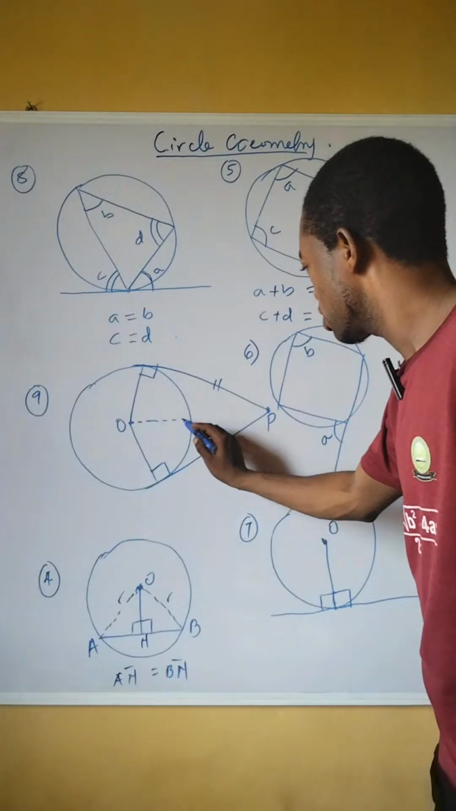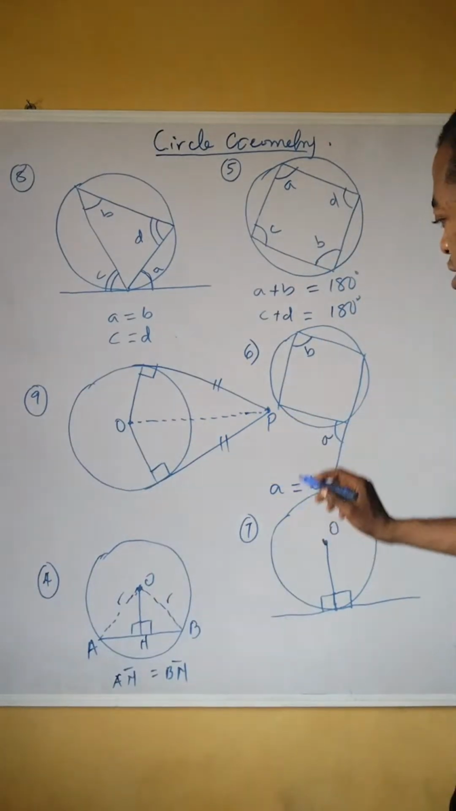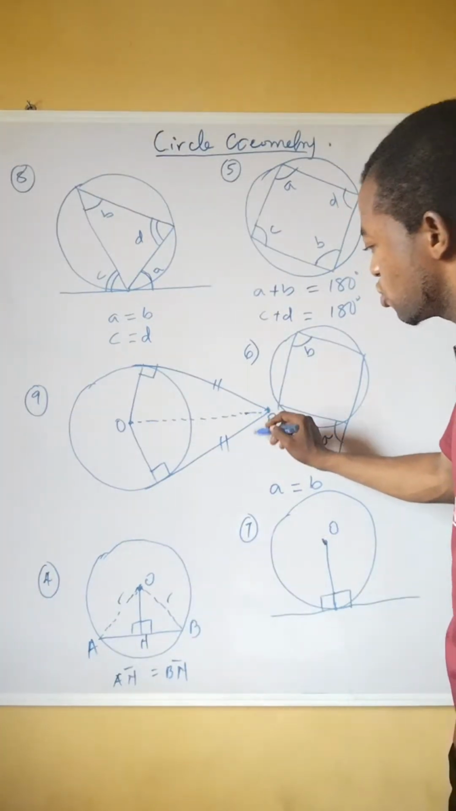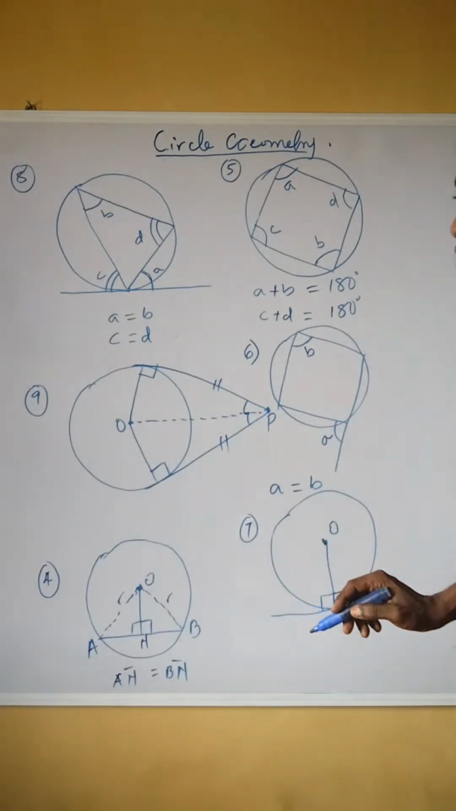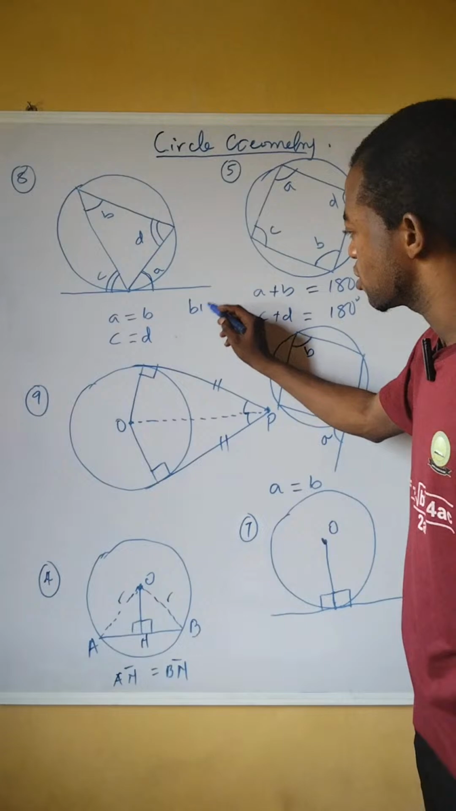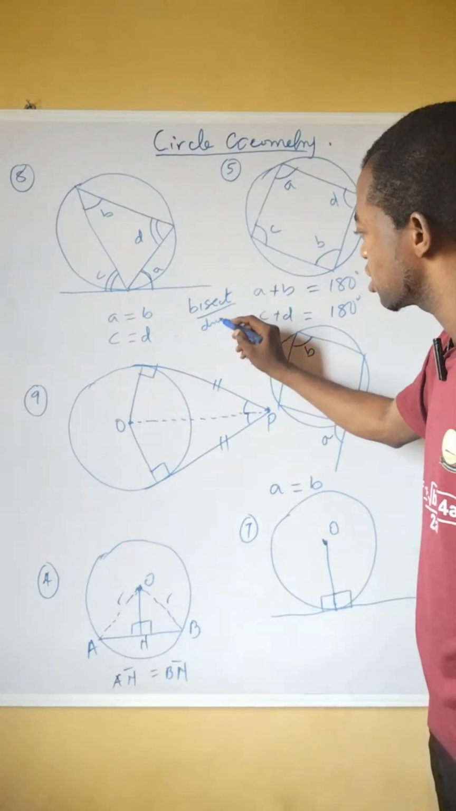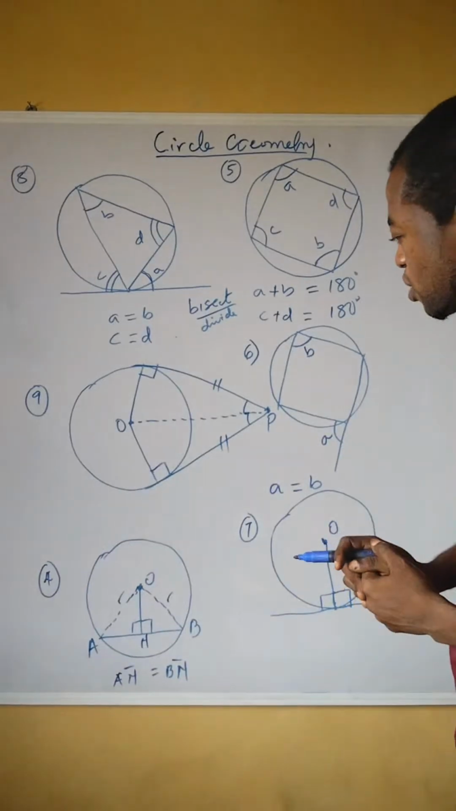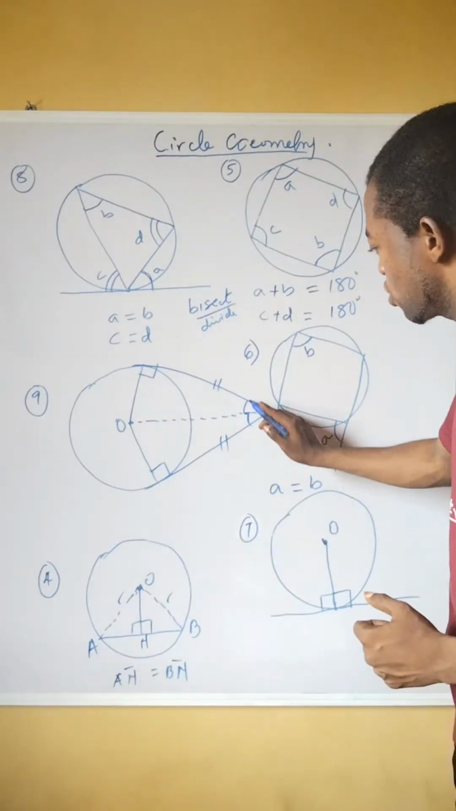So if we draw this line from P to O, this line will bisect the angle at P. Assuming the angle at P is 50 degrees, it will now be 25 and 25. Bisect in mathematics means to divide into equal parts. So this line bisects this angle at P into equal parts.